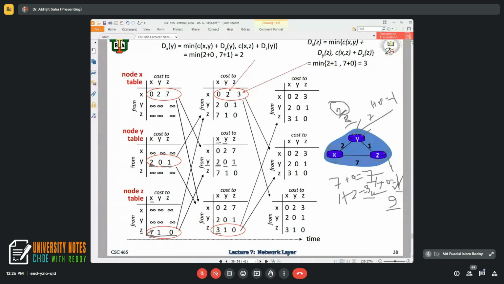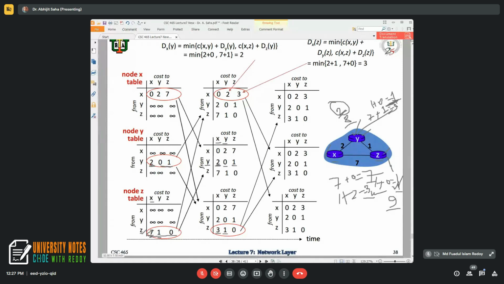And the other way, if you want to go from Z to Y, that is the cost of Z to X, that is 7, plus the cost of dX to Y. So dX to Y is my 2. So here it is going to be 9. So we can see that the least cost is my 1. What is the value you are having here? 1. So that means there is no need of changes. Understand?